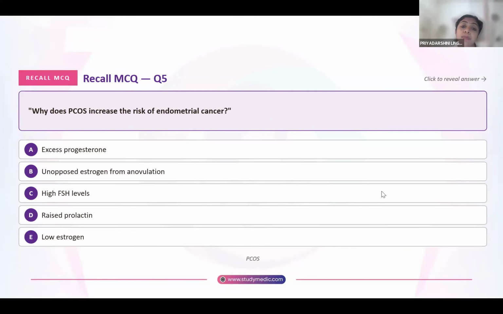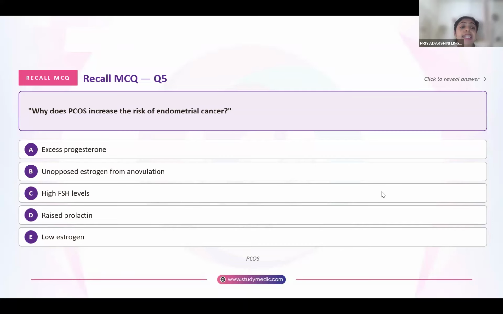Why does PCOS increase the risk of endometrial cancer? Again, a very common pathophysiology of PCOS that is tested here. Is it because of excess progesterone? Is it because of unopposed estrogen from anovulation? Is it because of high FSH levels? Is it because of raised prolactin, or is it because of low estrogen?